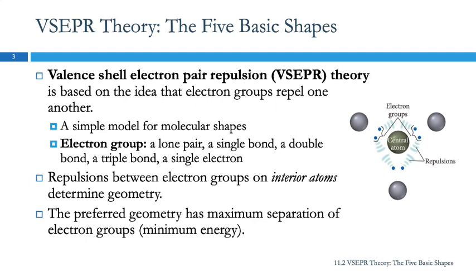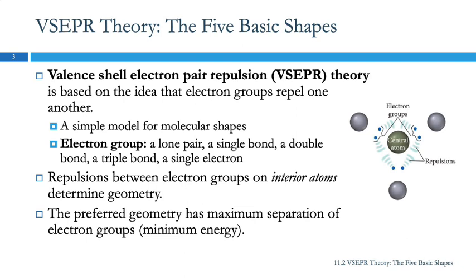So to talk about molecular shape, we're going to use VSEPR theory. I know the S comes before the E, but we say VSEPR because VSEPR theory is too long, and valence shell electron pair repulsion theory is also too long. So it's just the first letters, valence shell electron pair repulsion theory. And the idea here is that electron groups will repel each other. This is a very simple model for predicting molecular shapes.